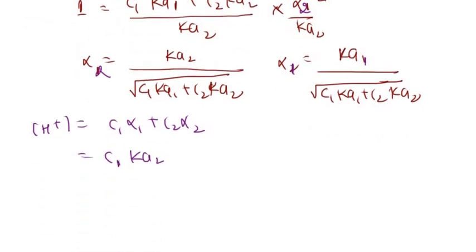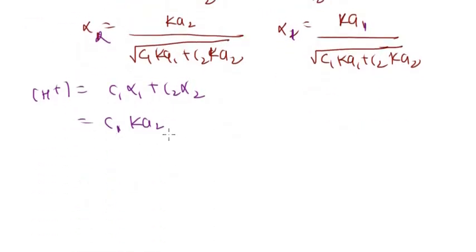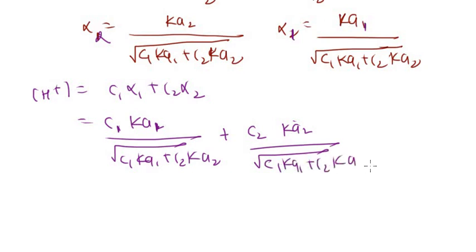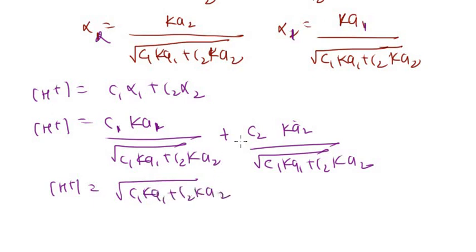Now we have C1 Ka1 over the root of C1 Ka1 plus C2 Ka2, plus alpha 2 into C2, where alpha 2 is Ka2 upon under root of C1 Ka1 plus C2 Ka2. That is the concentration of H plus. So the concentration of H plus comes out to be the root of C1 Ka1 plus C2 Ka2.